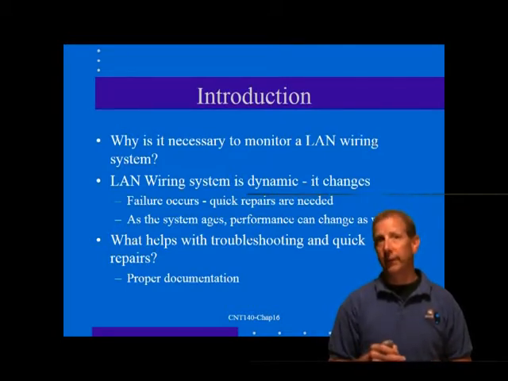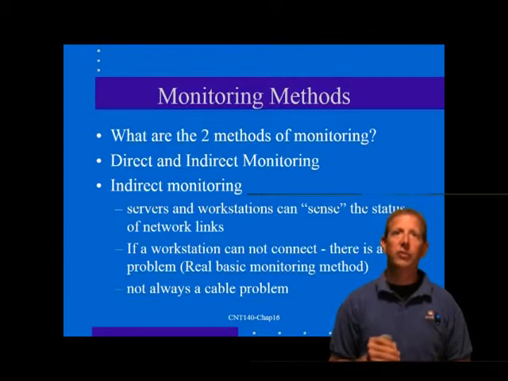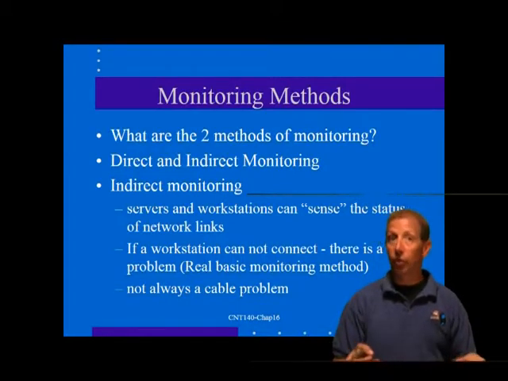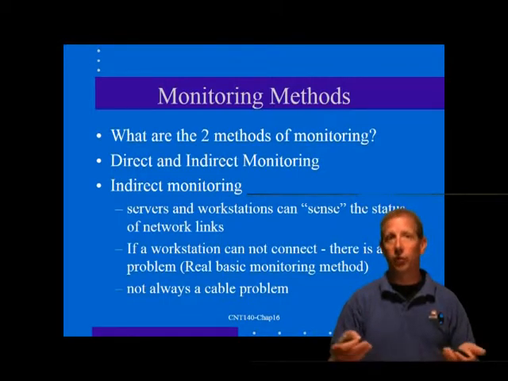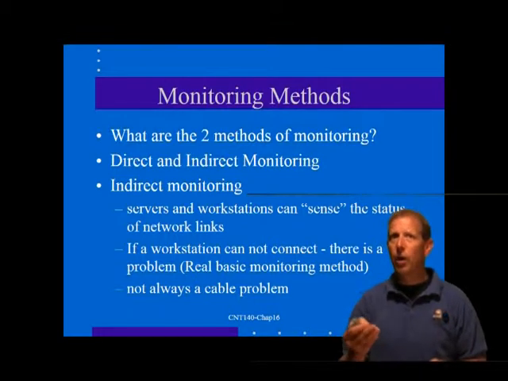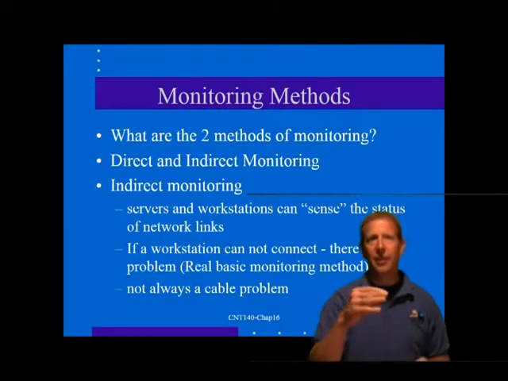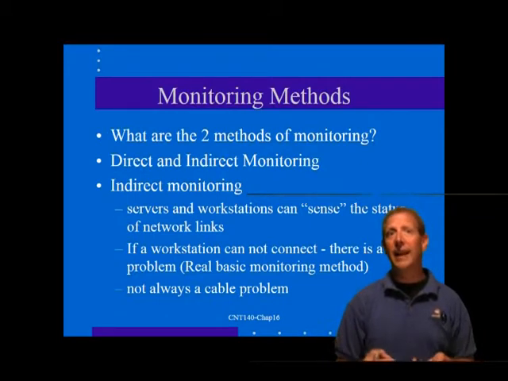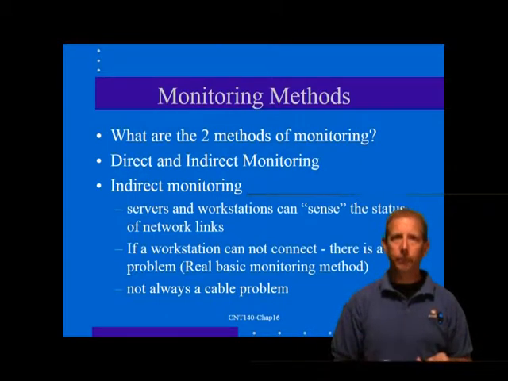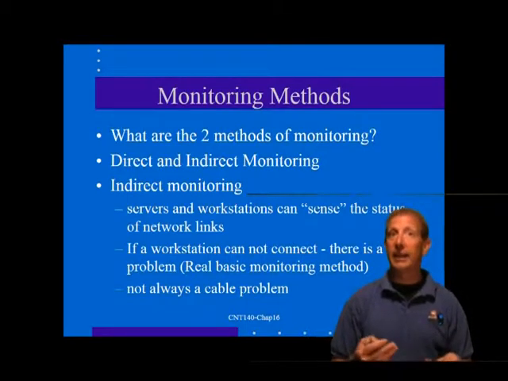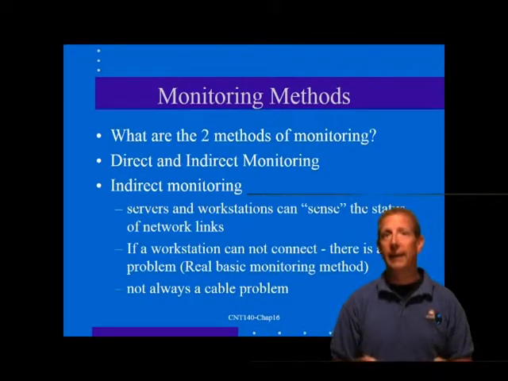Cable system monitoring methods. Monitoring of a cable system can be accomplished either directly or indirectly. For most installed LAN systems, the networking equipment, servers and workstations, can do a part of the job indirectly. We call this indirect monitoring because it is part of the normal operations of the connected systems, which sense the status of the network links indirectly. If a workstation cannot connect to a server, it may mean that there is a connectivity problem, such as a bad cable or other wiring component.